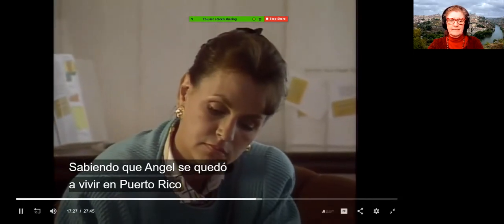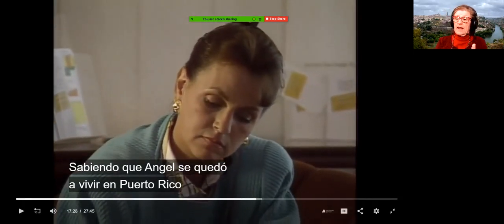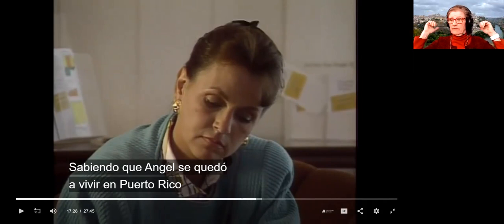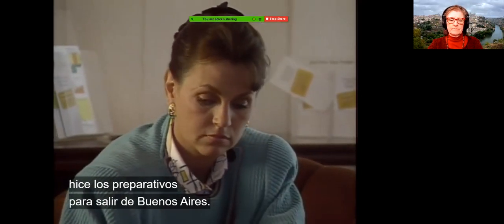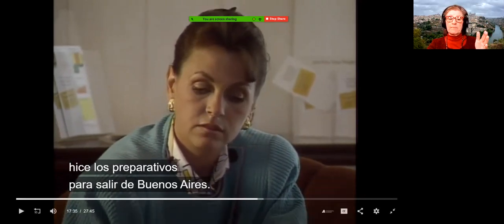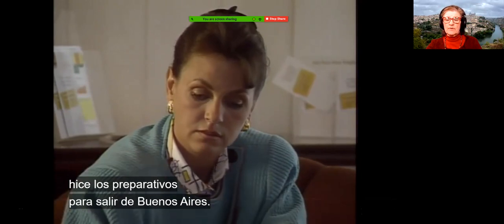Sabiendo que Ángel se quedó a vivir en Puerto Rico. Quedarse is to stay. Se quedó a vivir, went to stay and live in Puerto Rico. So you could translate this as he settled down. He decided to settle down and live in Puerto Rico. Y con la dirección de su casa en San Juan, hice los preparativos para salir de Buenos Aires. I made preparations. I made plans to leave Buenos Aires.